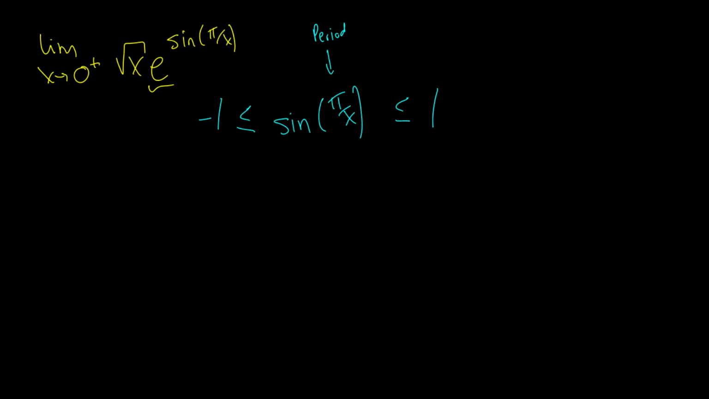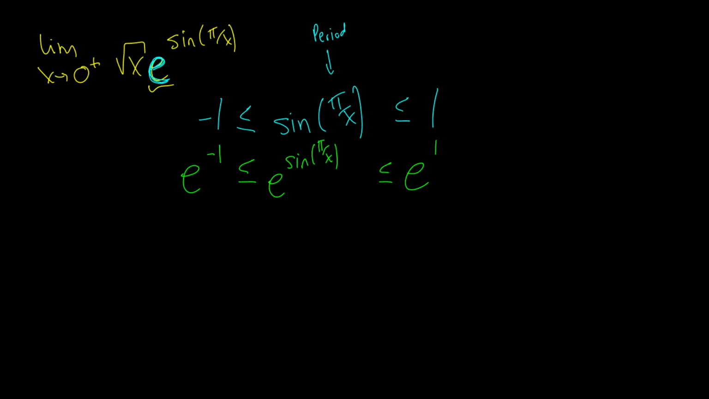Okay. Now we're going to raise each side by the power of e. So here we are. e to the -1 is going to be less than or equal to e to the sine of pi over x, which is less than or equal to e to the 1. So we've raised all these to be powers of e.